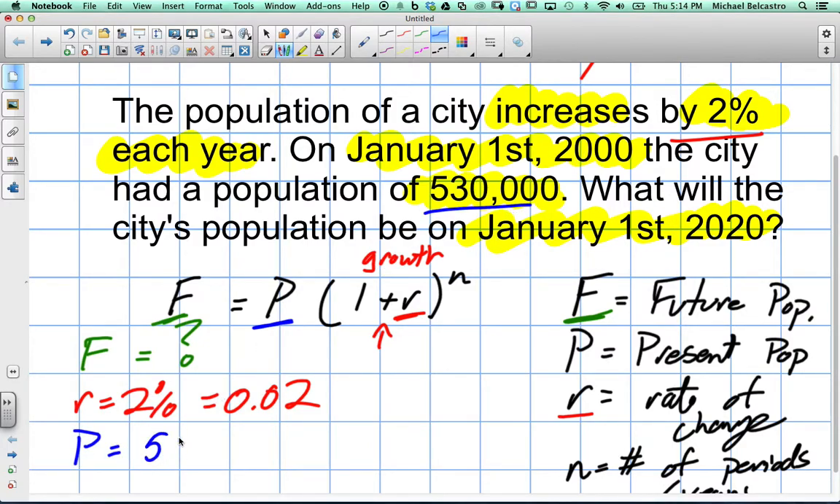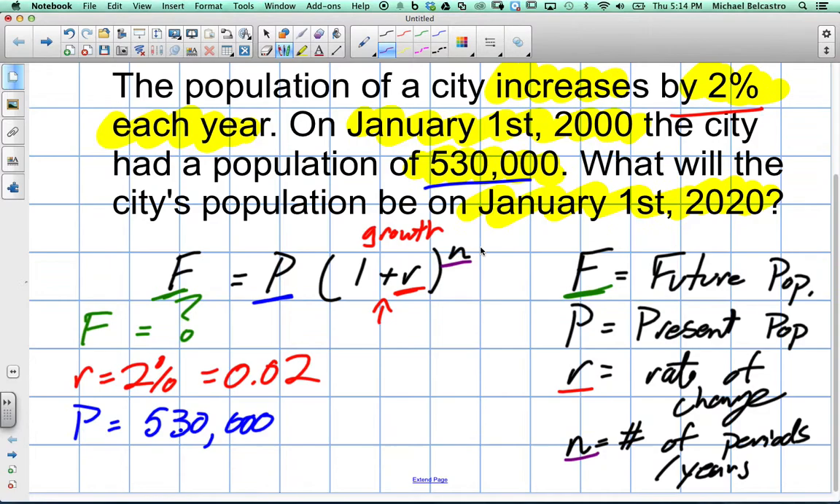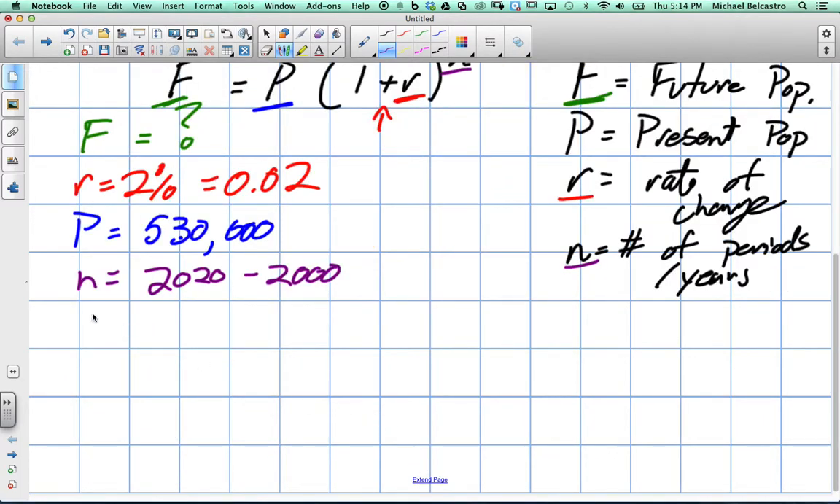530,000 people. Excellent. And finally, this one's a little more difficult: our N, our exponent. It's the number of periods, or in our case, the number of years that will pass. What year are we looking for in the end? 2020. And what year do we start at? 2000. So in order to find N, we take 2020 and subtract 2000. It's actually going to be 20. So we've just found that N is 20.